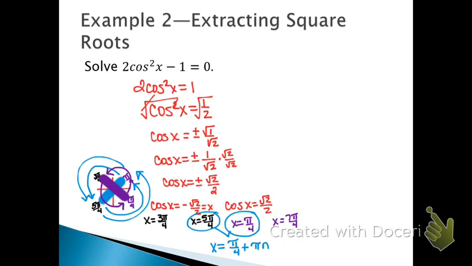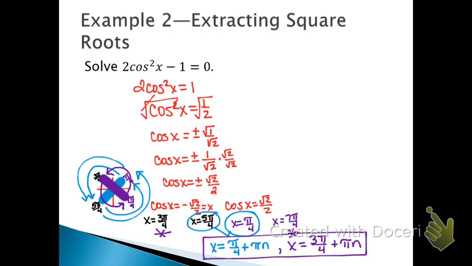So we can take the 3 pi over 4 and the 7 pi over 4 and rewrite it as x equals 3 pi over 4 plus pi n. And so there I just condensed my two answers to make it smaller when I write it out.